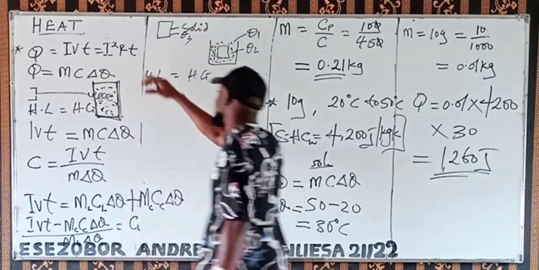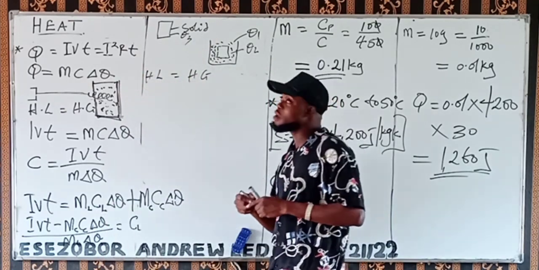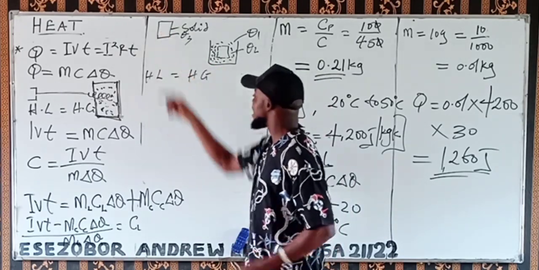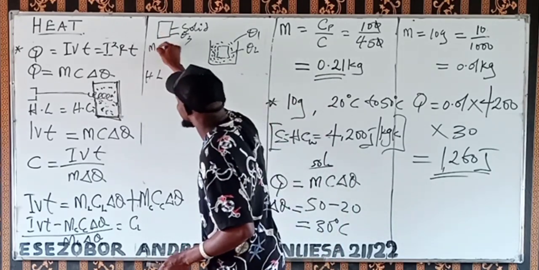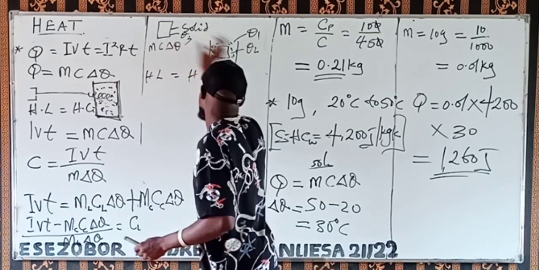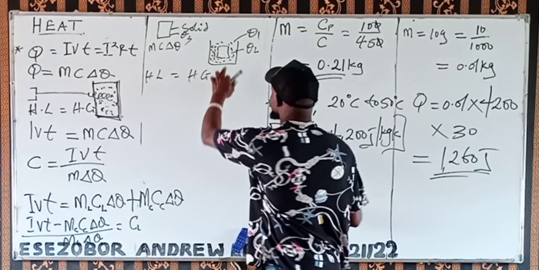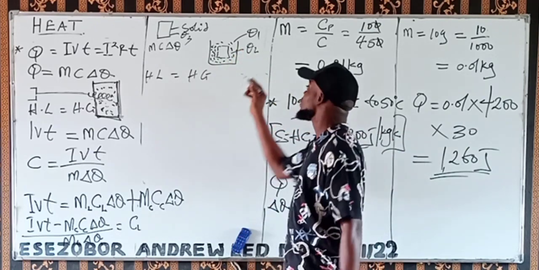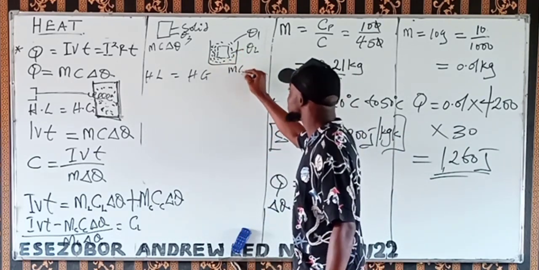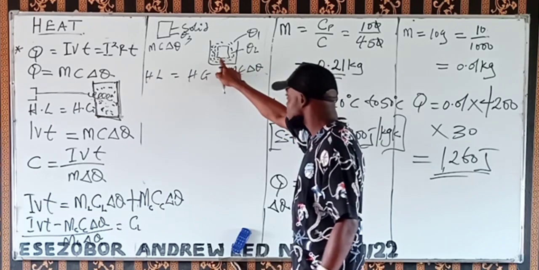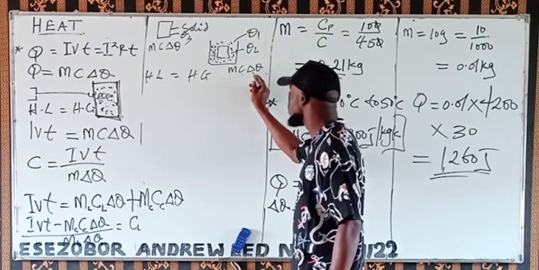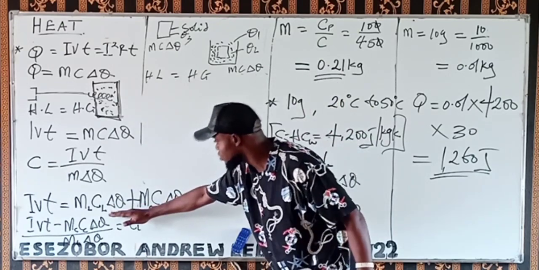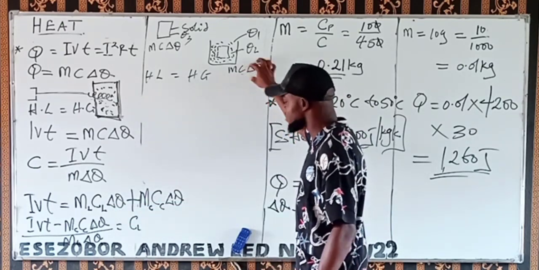Now, which one is losing heat? If I ask you, between this liquid and this solid, which one will be losing heat? The solid will lose heat, and it's going to lose heat of Mc change theta, because there's no electricity here. Now, this liquid and this vessel, which may be a calorimeter, will be gaining heat of Mc change theta. This one will be for liquid, the other will be for solid. Look at what I'm trying to do now. This will be the same thing.